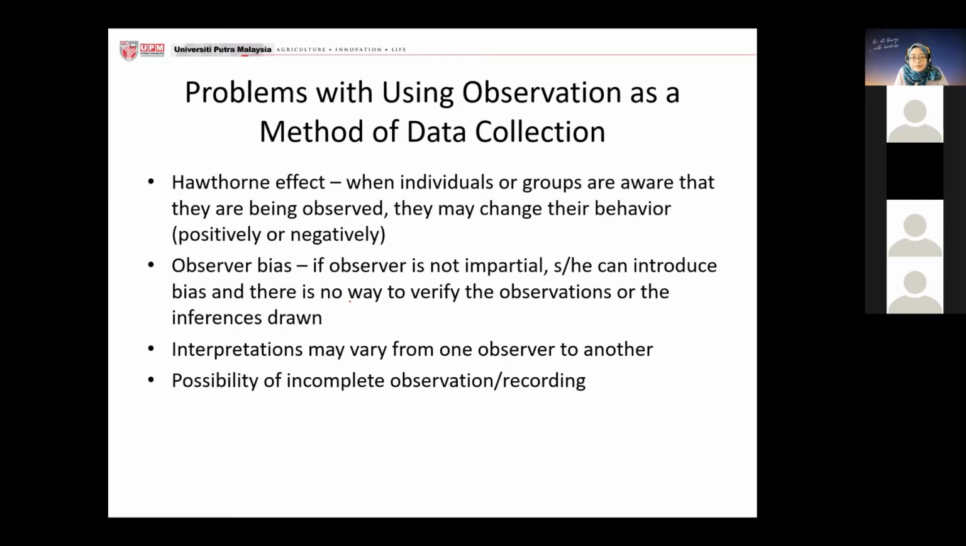And there is no way to verify the observation. Imagine when you are working in a team and someone else is doing the observation, and you are just collecting the data. You have no idea whether those observations are the actual thing or the biased one. So that is observer bias. And then, interpretations may vary from one observer to another. This is a very valid problem, especially when there is more than one person doing the observation.